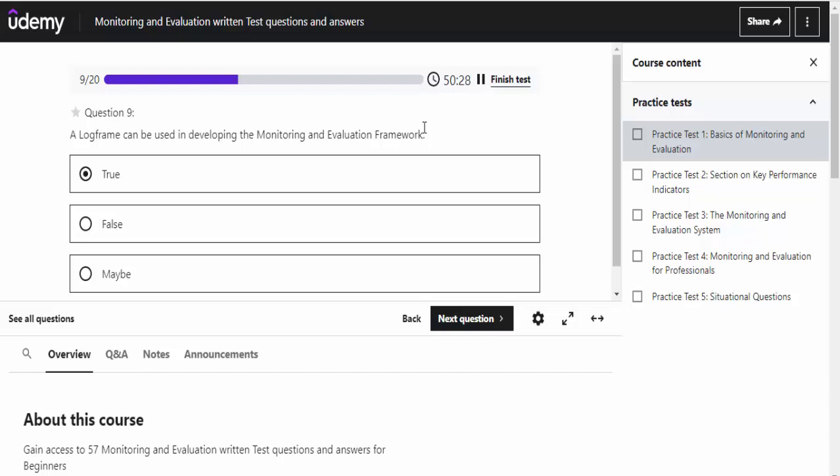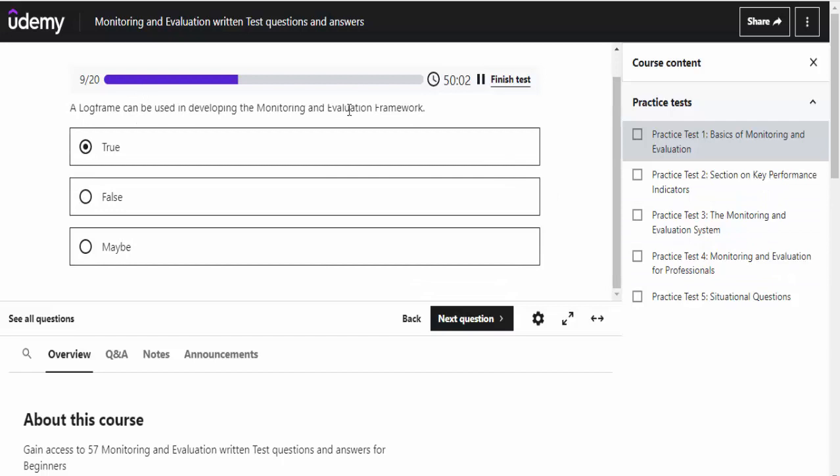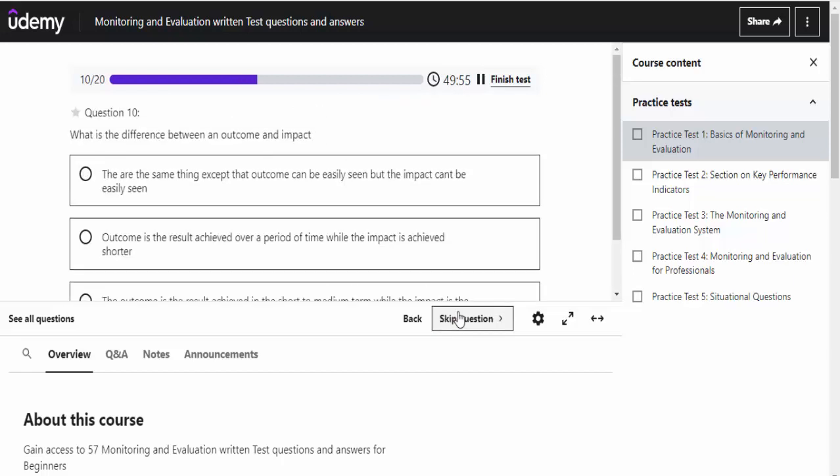The matrix usually will tell you all the indicators that are there, who is responsible for collecting which indicators, and how often you should collect them. Go to my YouTube channel and search some of the videos. You'll find out that these are some of the issues that are being looked at. So when developing the M&E framework, what usually comes first is the log frame, and then you come to develop the M&E framework.